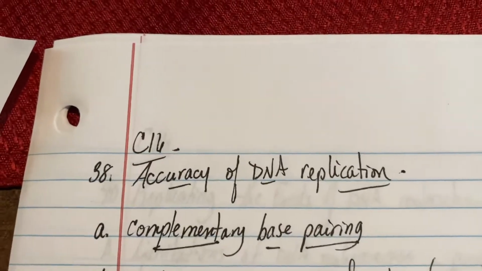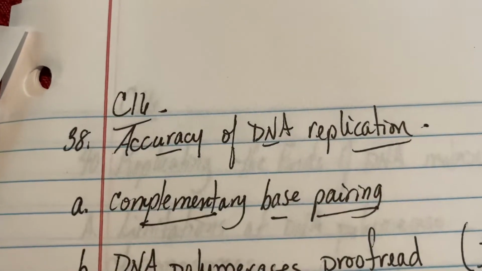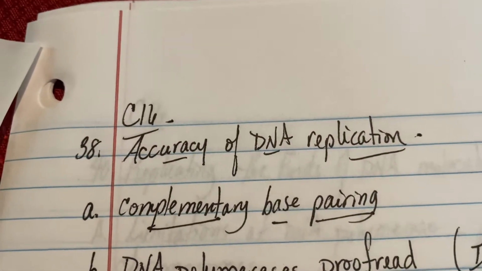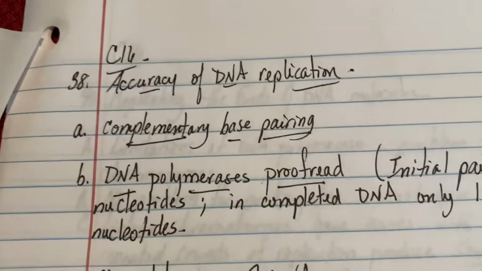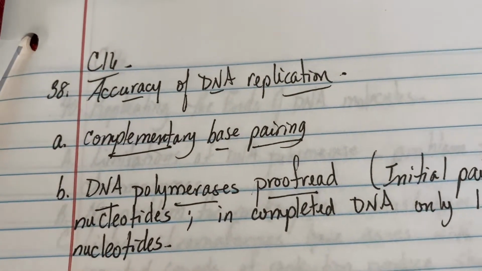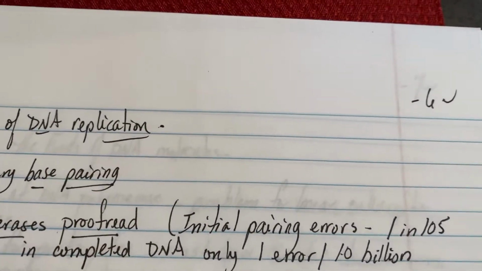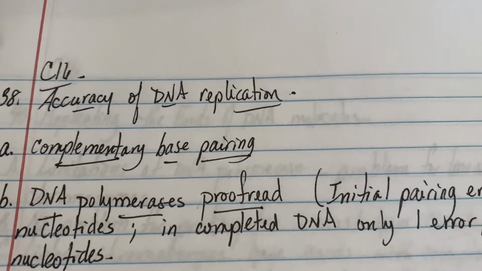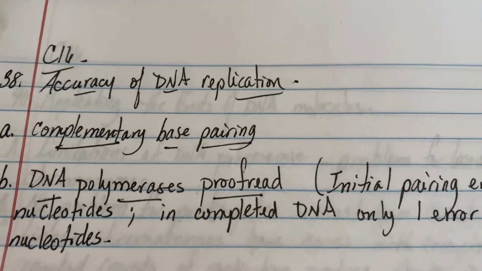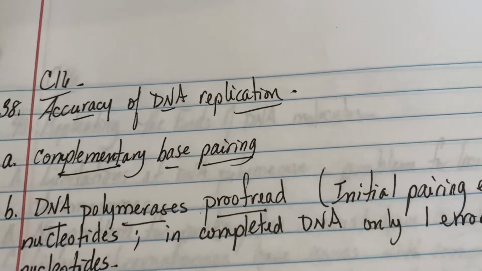So the next thing we're going to talk about is how the accuracy of DNA replication is maintained. Well, the biggest way is using complementary base pairing. You know, the fact that A is always going to go with T, C is always going to go with G. Then another thing that happens is the DNA polymerases do a great job proofreading. If there are initial pairing errors, and there are, like 1 in 10^5 nucleotides, those are proofread and corrected. In the completed DNA, there's only one error for every 10 billion nucleotides.